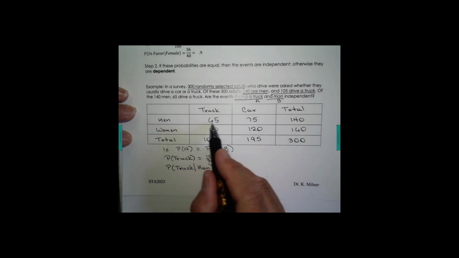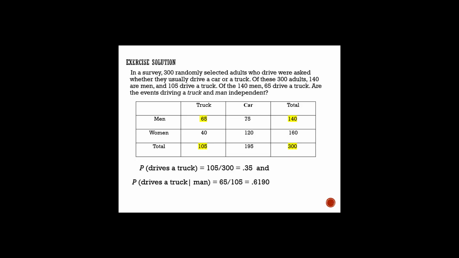Okay, so I can only look at the given condition. I'm only going to be able to look at the men. I'm only going to be able to look at this one row. I'll underline it so I don't get confused. And I say, how many trucks are there? Well, there's 65. What's my total? Well, it's 140. And I want to know, is 105 over 300 equal to 65 over 140? And I'm going to put a question mark over that equal because I don't know if they're equal or not.